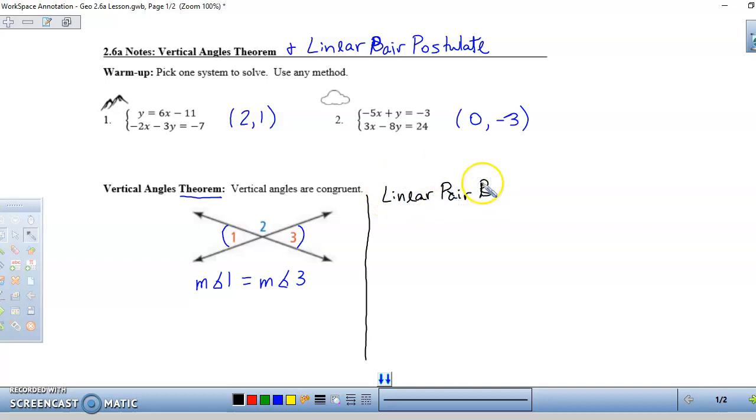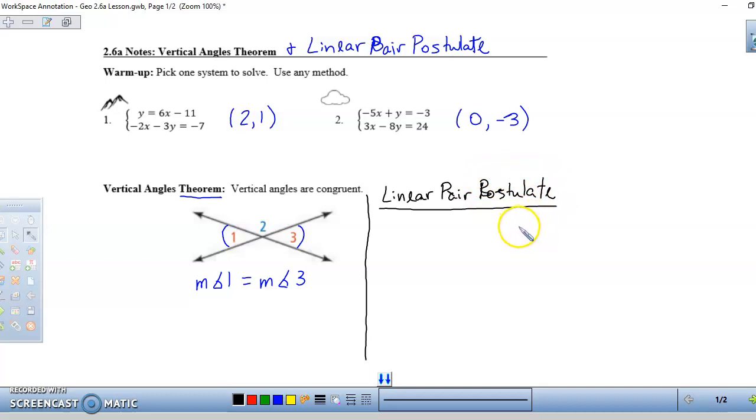So in that same picture, we do have a couple of sets of linear pairs. Angle 1 and angle 2 are a linear pair. Angle 2 and angle 3 are also a linear pair. The word postulate, all that means in logic is it's a statement that you assume to be true or that it's very obvious that it's true.